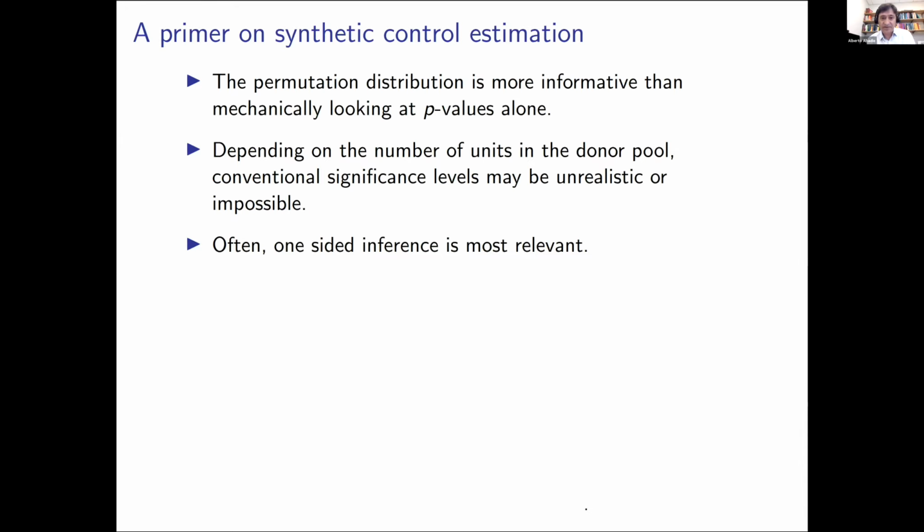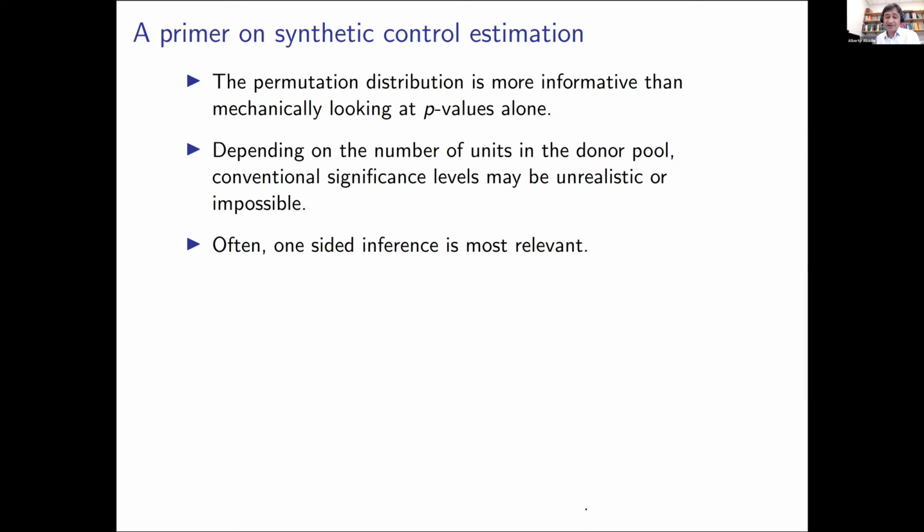The second remark is that depending on the number of units that you have in the donor pool, conventional significance levels may be unrealistic or maybe impossible, right? If you have 19 units in the donor pool plus one treated unit, then you can hope for a p-value equal to 0.05. Otherwise, if you have fewer, you won't be able to attain a 0.05 p-value, which is something that some people really insist on doing.